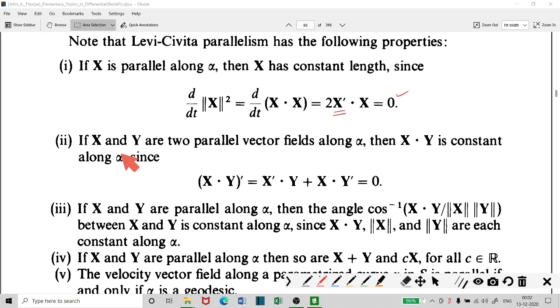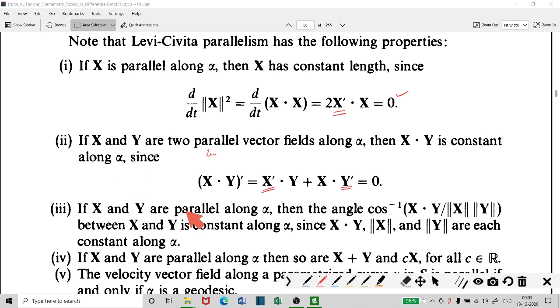The second property is, if x and y are two parallel vector fields, that is Levi-Civita parallel, with covariant derivative 0, then x dot y is a constant along alpha. Since if you take the dot product of this and take the usual derivative, that can be expressed in terms of covariant derivatives. Since these two vector fields x and y are parallel, the covariant derivatives are 0, so the derivative of the dot product is 0. Okay, that means x dot y is always a constant scalar function along alpha.